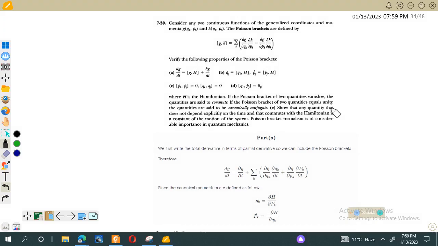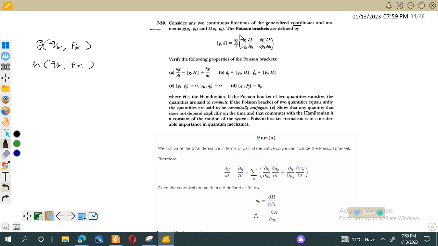Assalamu alaikum, dear viewers. In this lecture, we will discuss the solution for problem number 7.30, which says: consider any two continuous functions of the generalized coordinates. We have two functions which depend upon the generalized coordinates and momenta. One of the functions is g, which depends upon q_k and p_k, and the second function is h, which depends upon the generalized coordinates q_k and p_k.